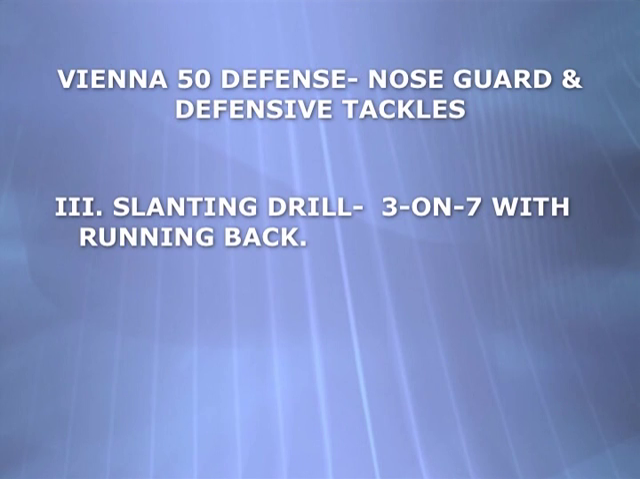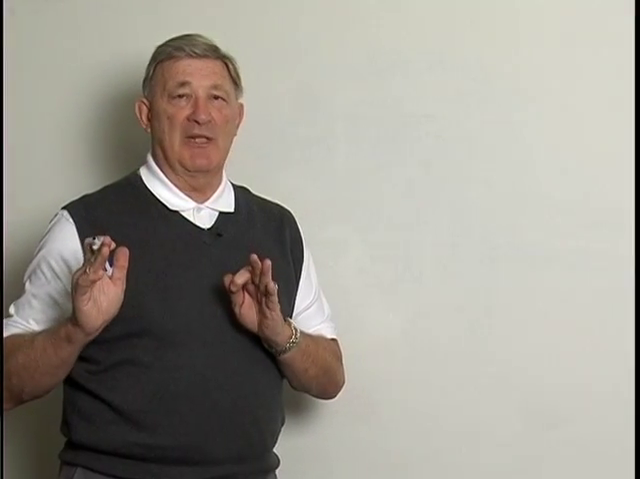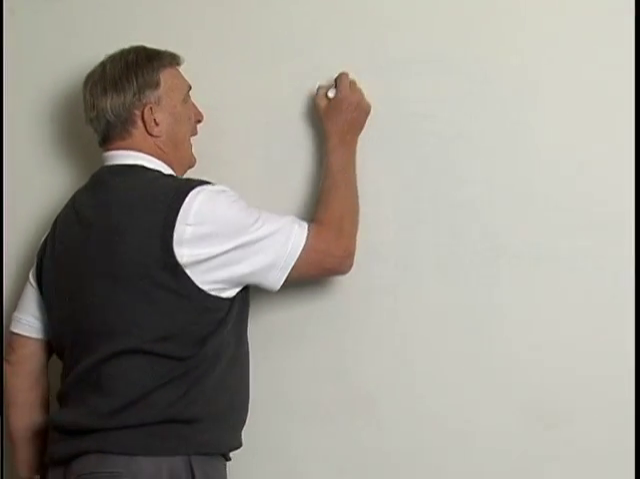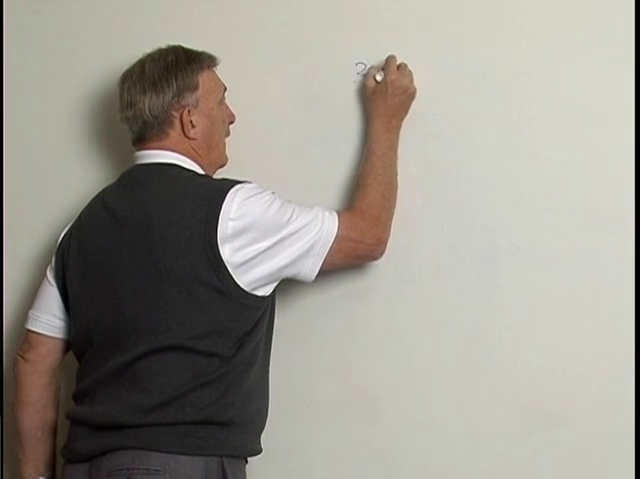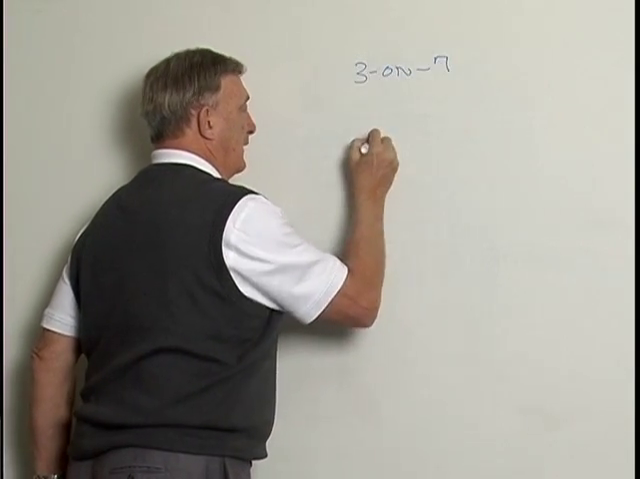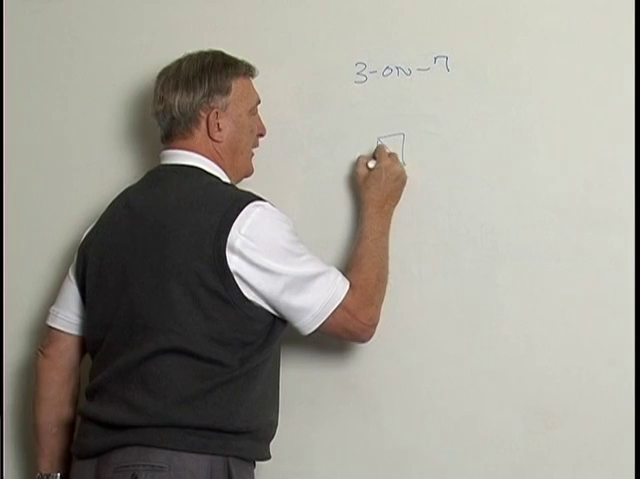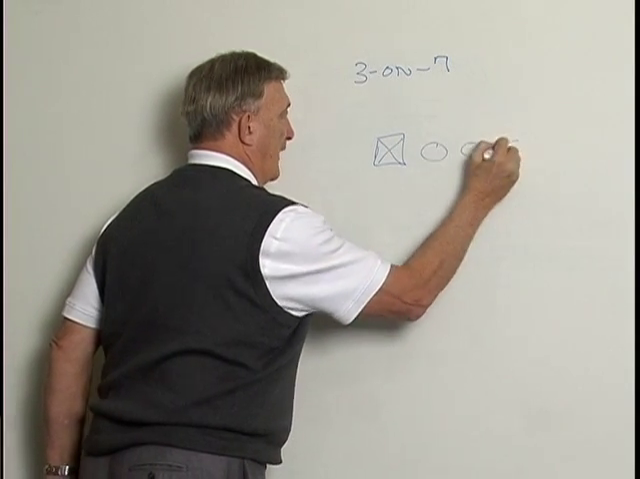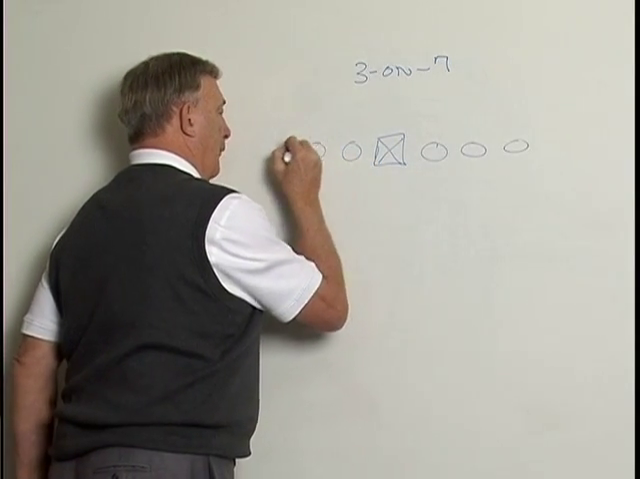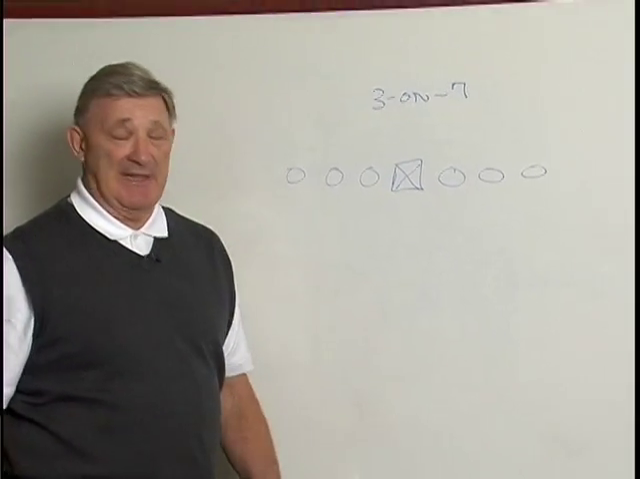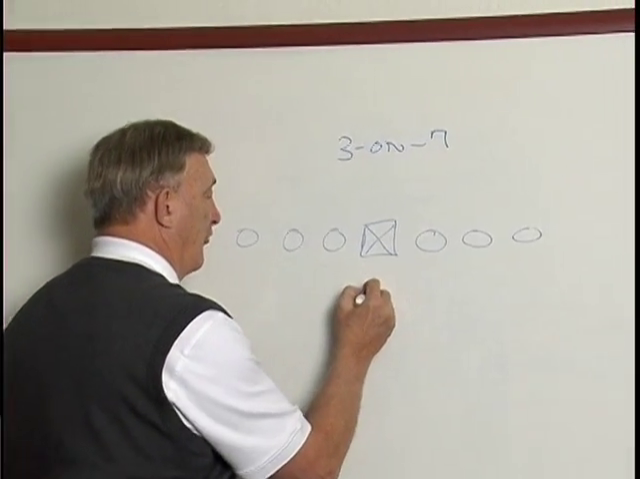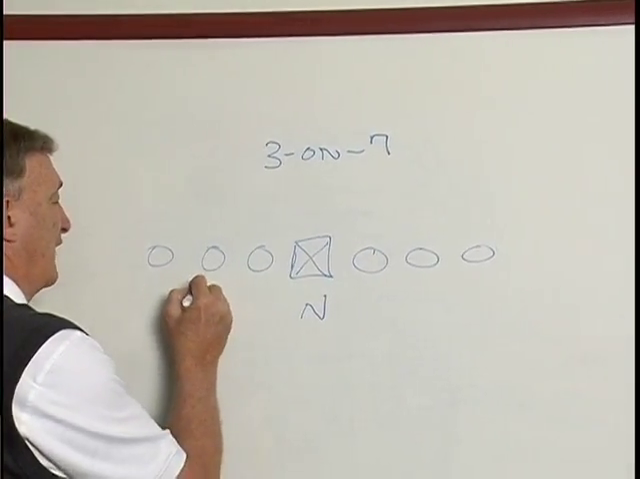Okay, what we'd like to look at right now, and I've really tried to emphasize early in this clinic presentation, is that we believe so much in group drills. And we have what we call our 3-on-7. So what we're going to do is we're going to take an offensive line, and we're going to take all 7 of them, 2 tight ends, and we're going to put in our nose guard. We're going to put in our defensive tackles.